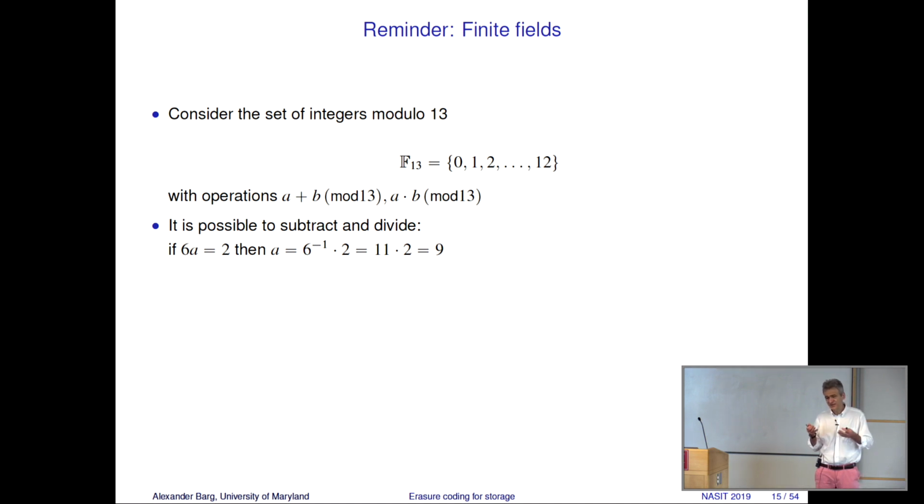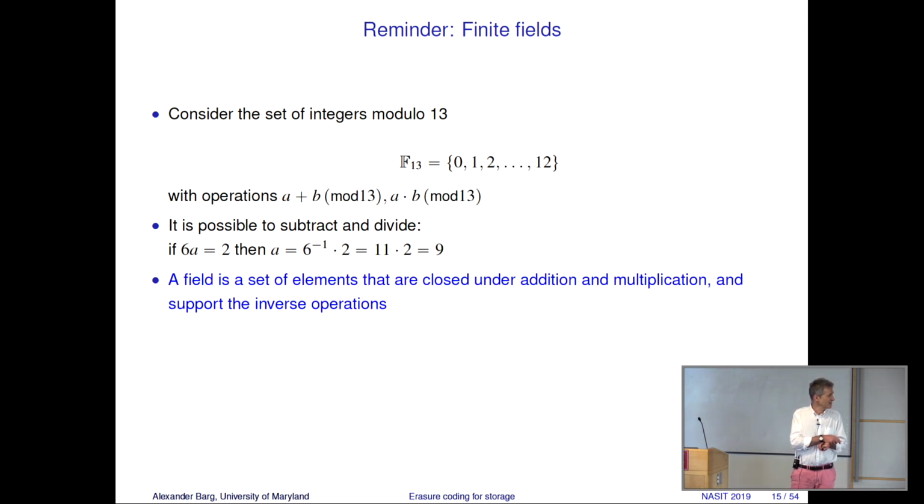And there is the 0 element for addition that is called 0, and there is the 0 element for multiplication that is called 1, and so on. So it is possible to divide if we take integers modulo 13. If 6a is 2, then to find a, we take the inverse of 6 mod 13, and the inverse of 6 is 11, because 6 times 11 is 66, and mod 13, that's 1. So therefore, 11 is the inverse of 6. And so a is 11 times 2, mod 13, is 22 minus 13, 9. So that's how we solve equations. That's how finite fields work.